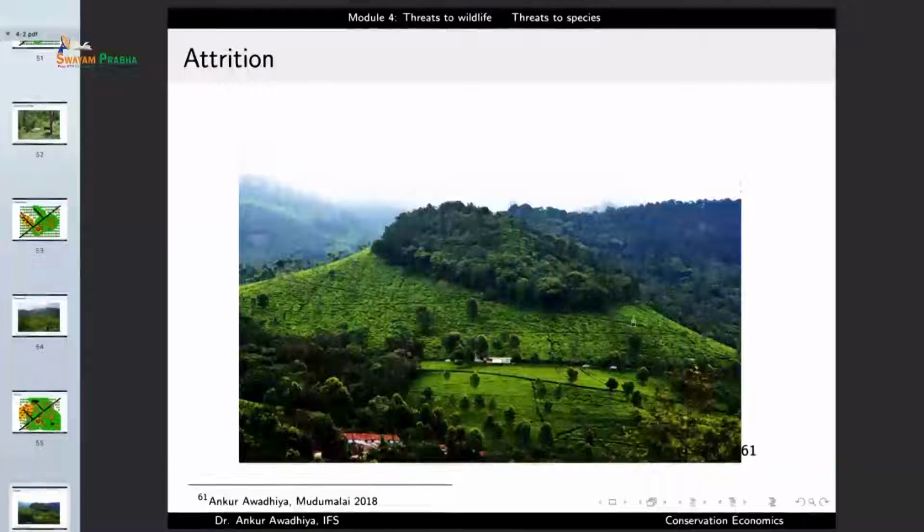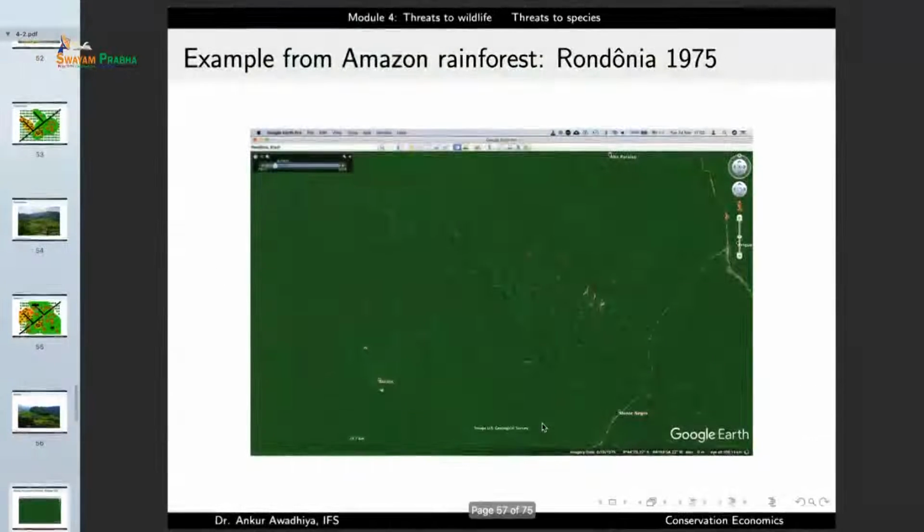This is an example. This was a beautiful hill that was covered with forest, but now through the process of attrition, we only have this small patch of forest that is left in this area.